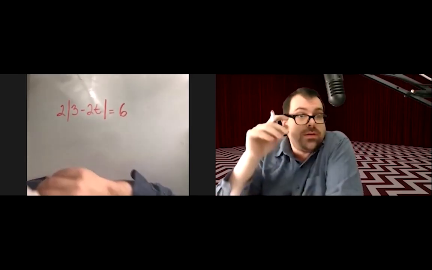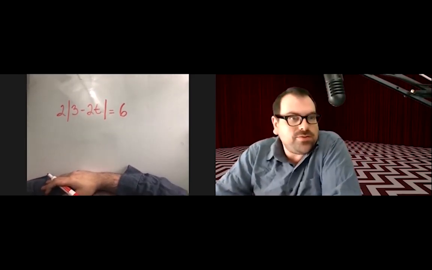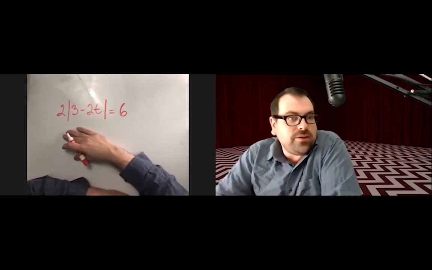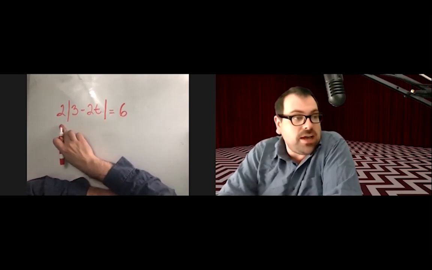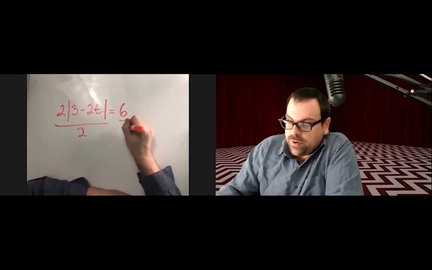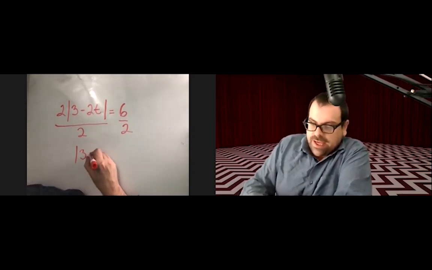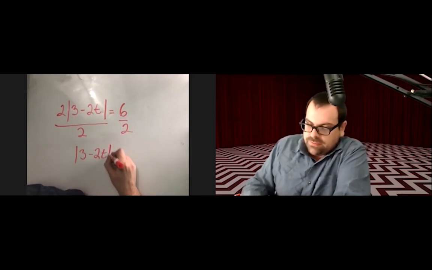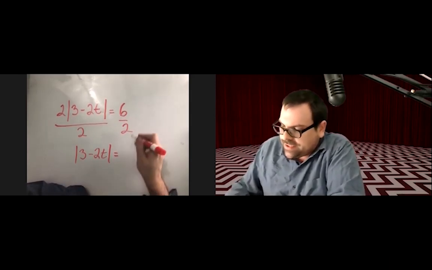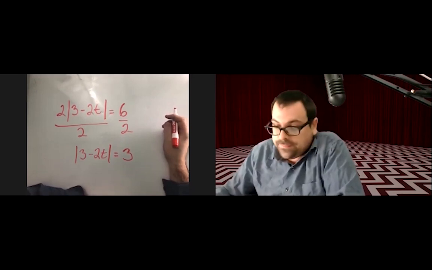Here's another one. So watch out for things that might happen trying to trip us up. If we want to get the absolute value by itself, we need to get rid of times 2. So I'm going to divide both sides by 2. That just leaves me with the absolute value of 3 minus 2t on the left, and 6 divided by 2 is 3 on the right.